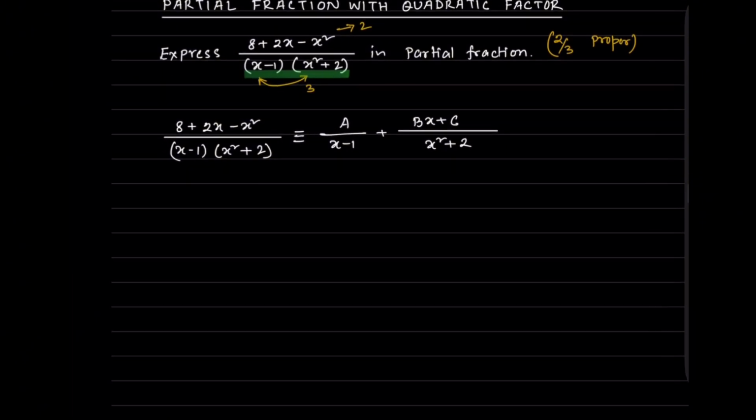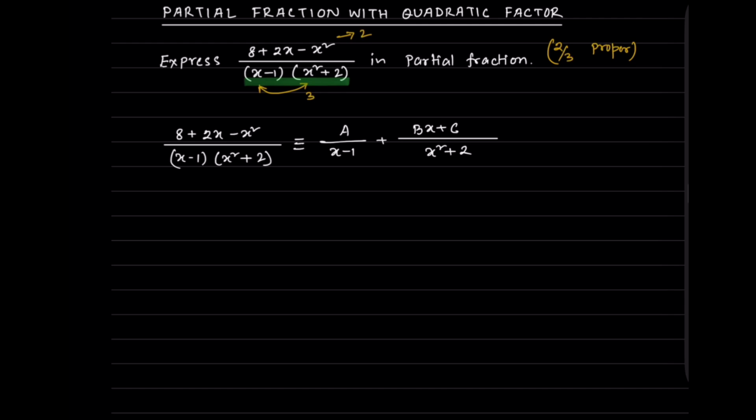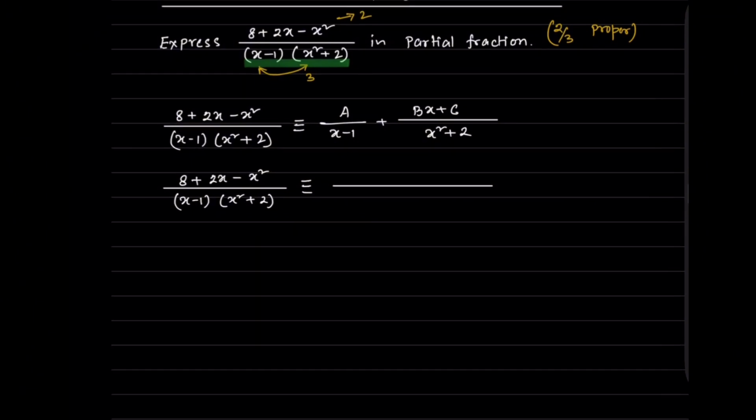Okay, now we can write 8 plus 2x minus x square divided by (x minus 1)(x square plus 2) identical, and then you can put the common factors, which are x minus 1 and x square plus 2. So here it will be a into (x square plus 2) plus (bx plus c) into (x minus 1).